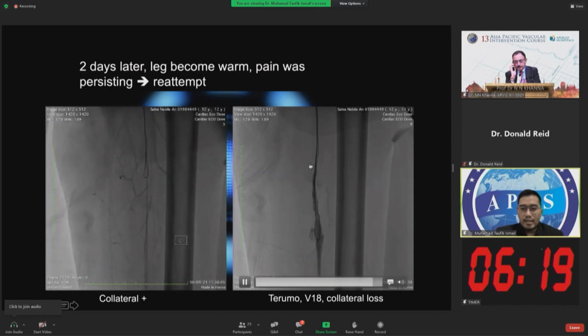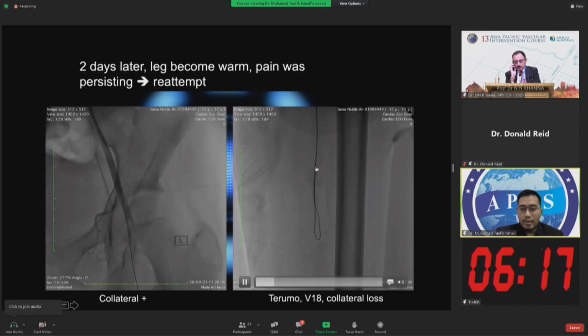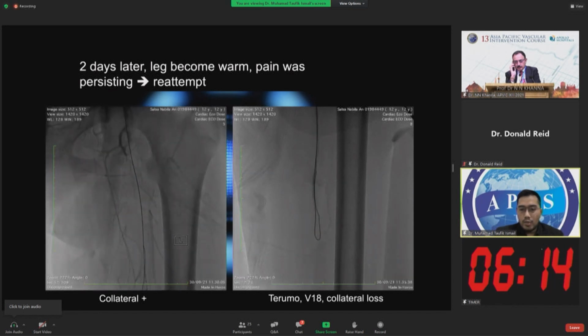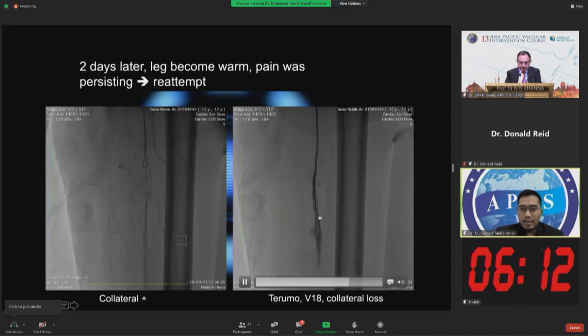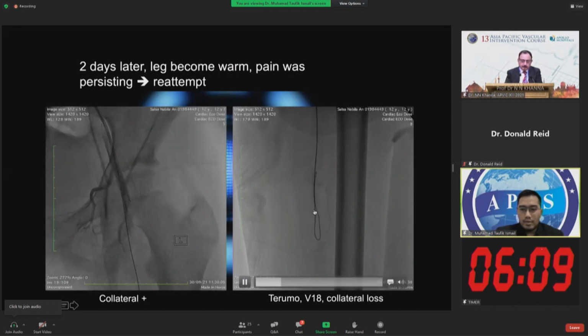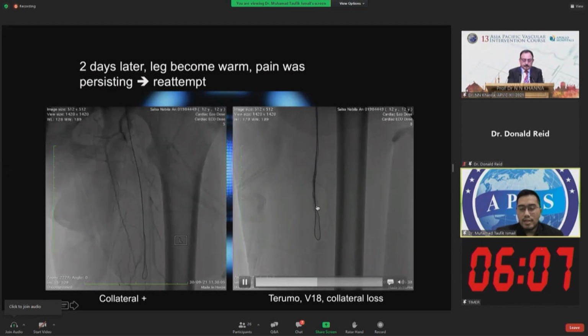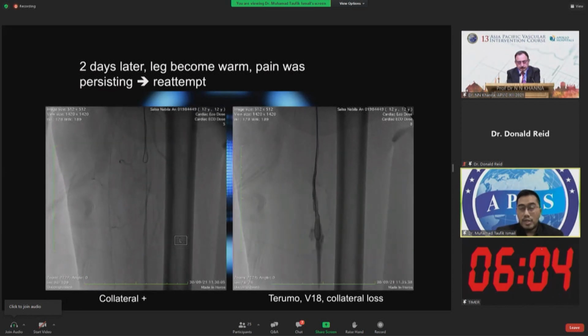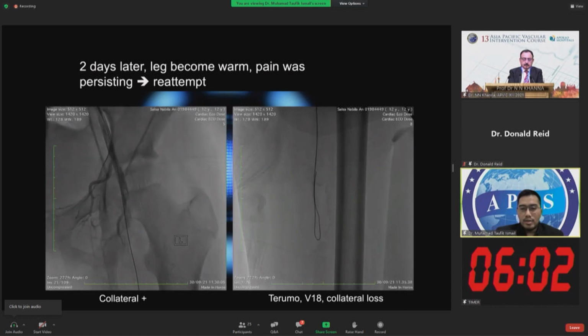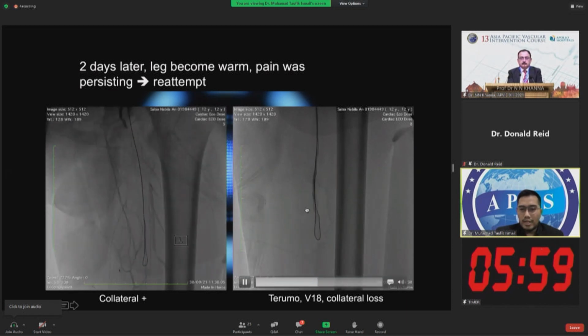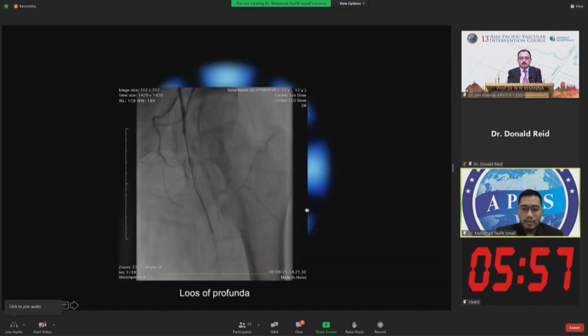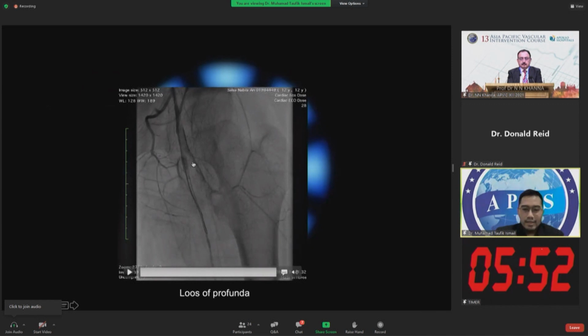You can see here that I tried to use a glide wire knuckle to achieve the true lumen, but it was not the same. There is dissection here. Even though I tried to make a knuckle wire in the proximal part of the common femoral artery, we still could not cross the true lumen. After trying, we also lost the profunda. Here the profunda was lost, and then the collateral was also lost.